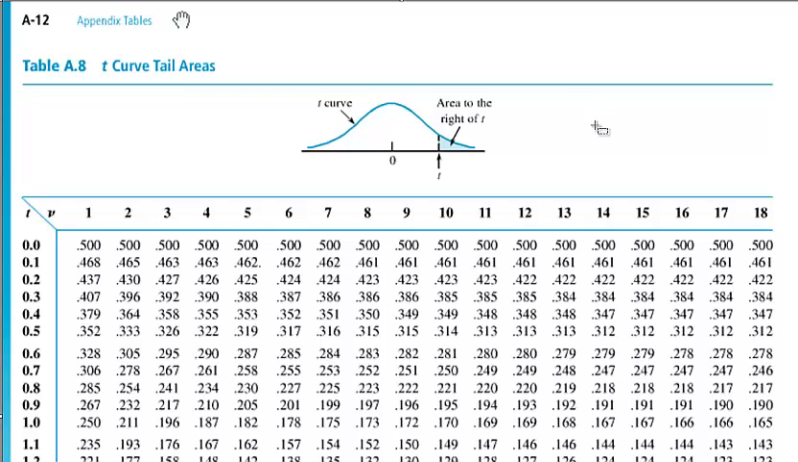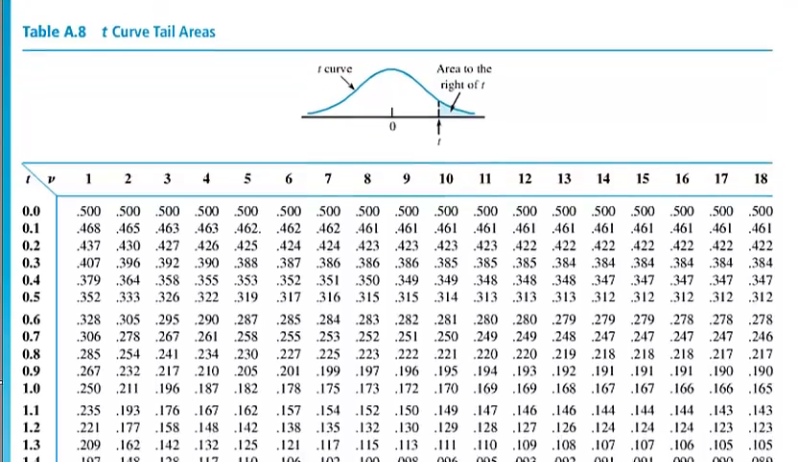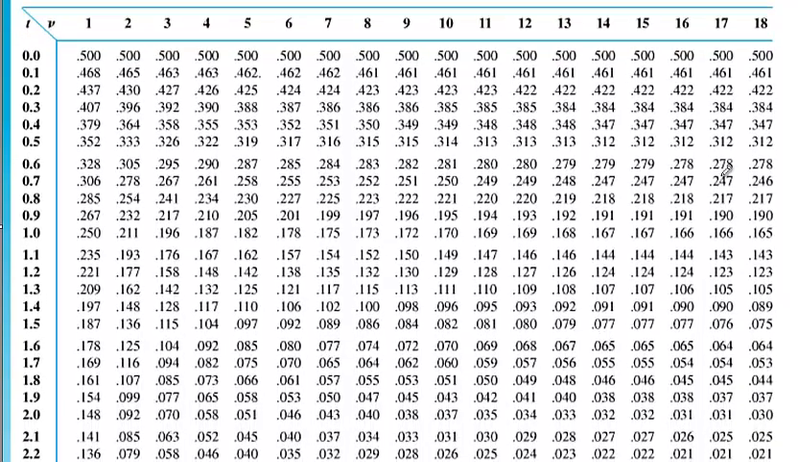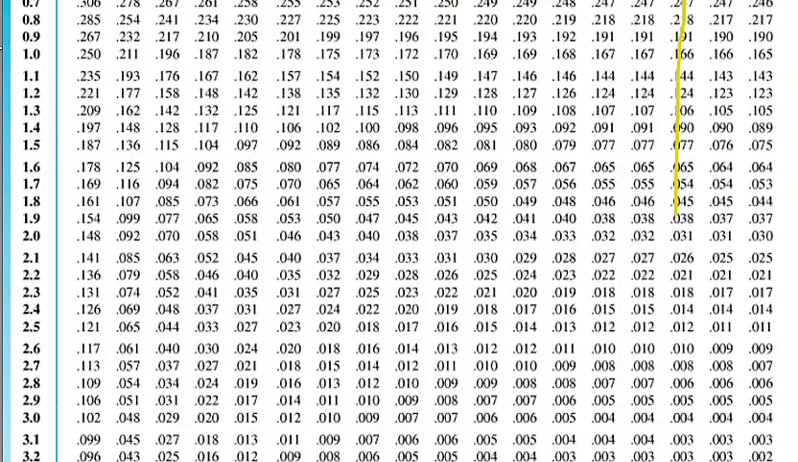So here we go. Here's my table A8. My degree of freedom is 16, so I'm going to scroll down. This is my 16 column. I'm scrolling down until I get to 3.1. And I get to 3.1, right about there. So my p-value is 0.003.